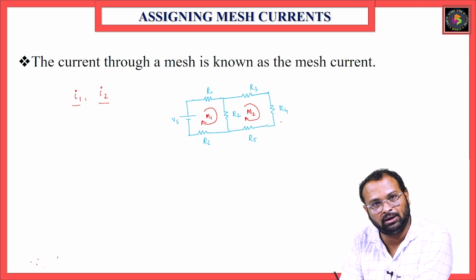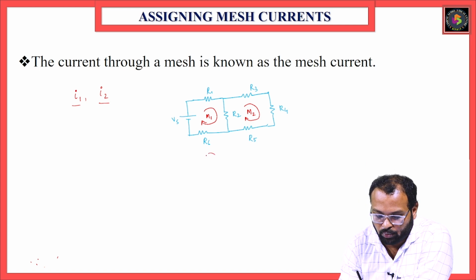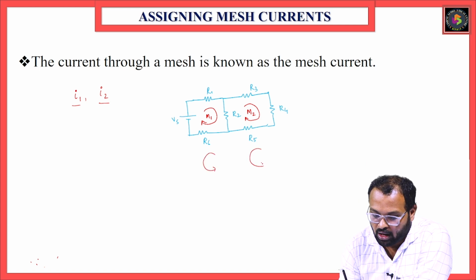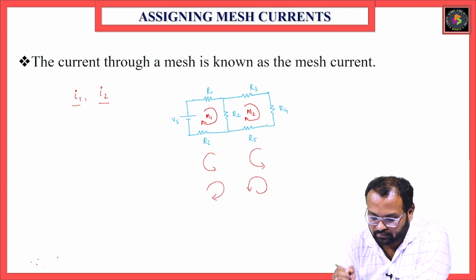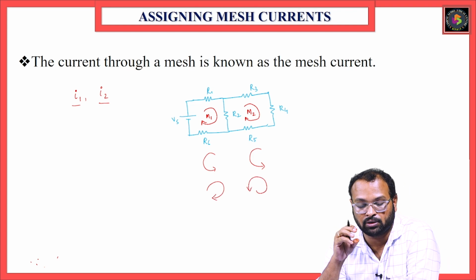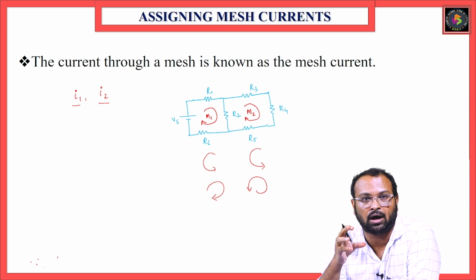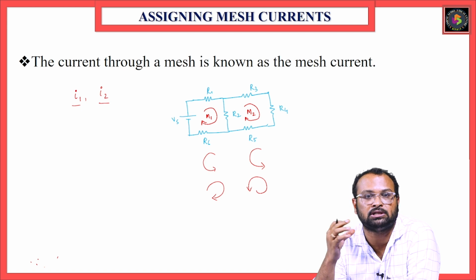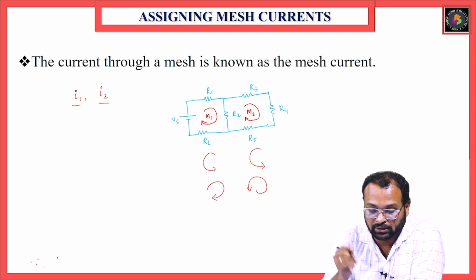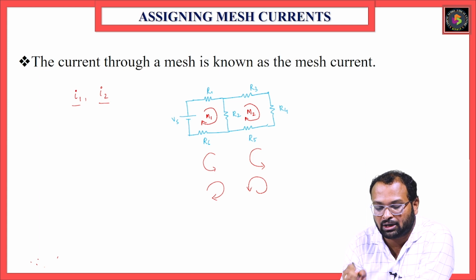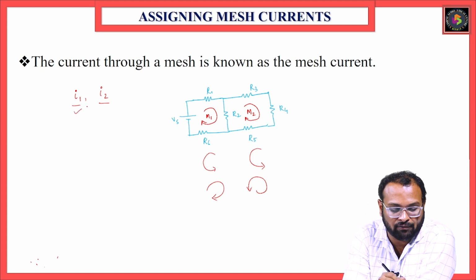There is no rule that you have to take only clockwise or only anti-clockwise. You can take both clockwise, or both anti-clockwise, or one clockwise and the other anti-clockwise. The only thing is, according to how the current is flowing, we have to take that while writing the equations. Here I am taking both in clockwise direction, and the currents are I1 and I2.